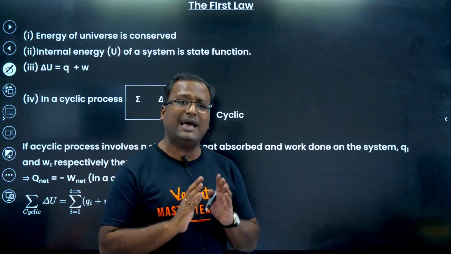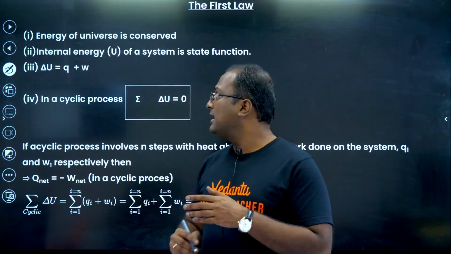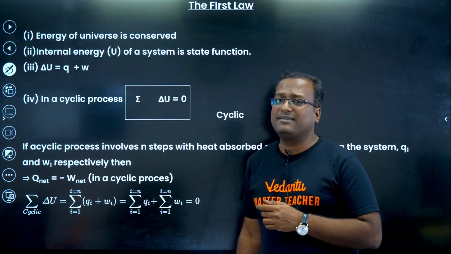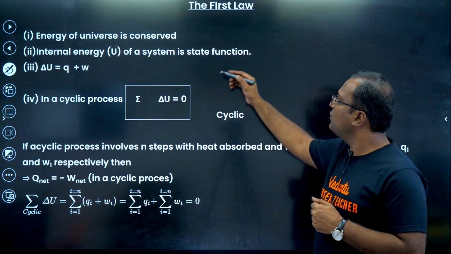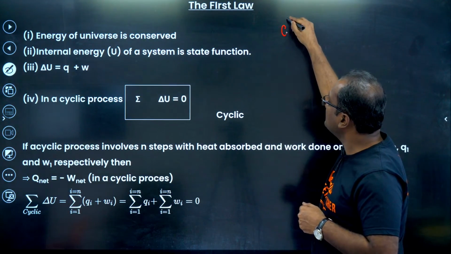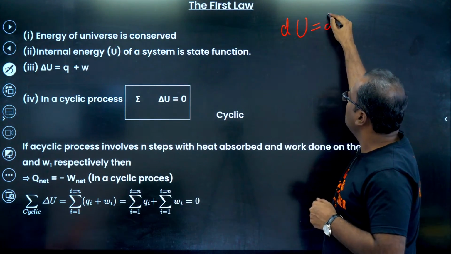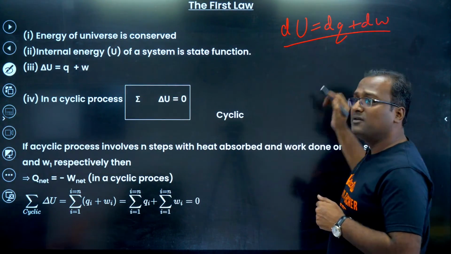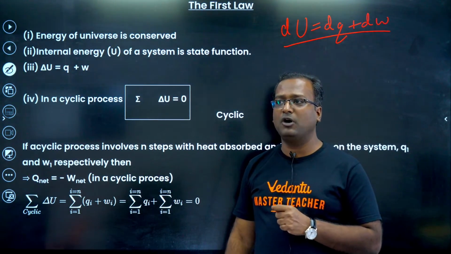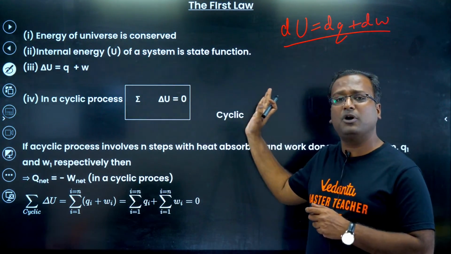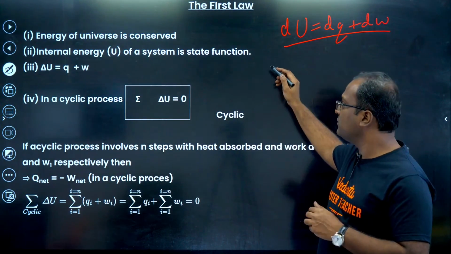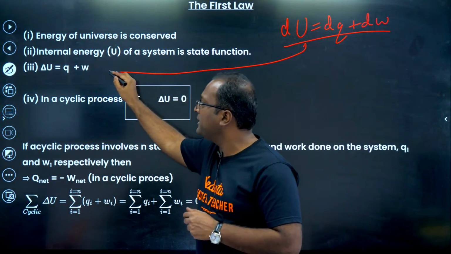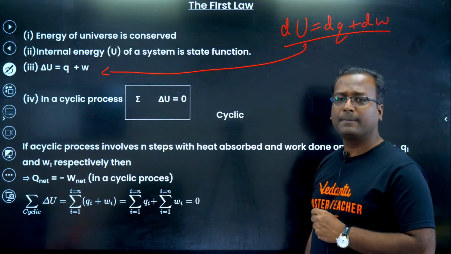I have tried to cover as many formulae as I can. Let's start off with our very first thing, that's the first law of thermodynamics. We know that the first law of thermodynamics states dU = dq + dw. Now is this the differential form or integral form? This is the differential form of the first law of thermodynamics. When you integrate it, it converts to this.